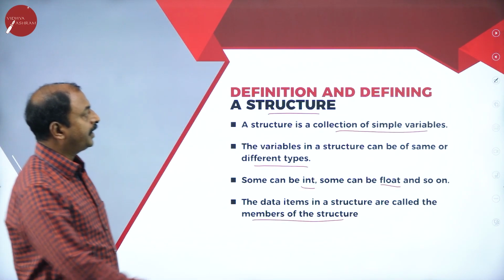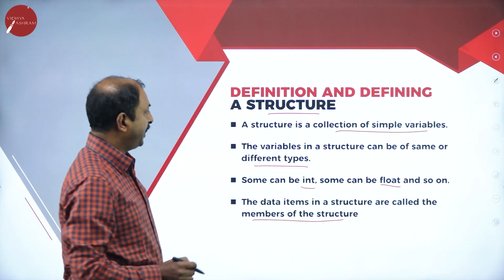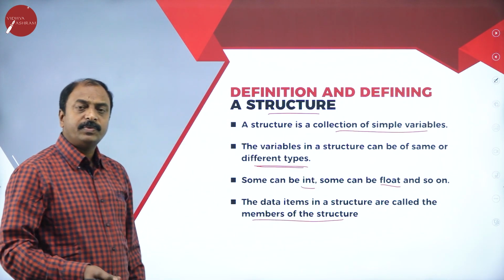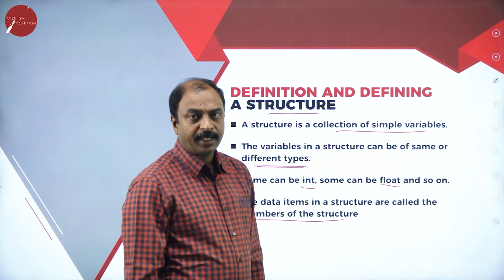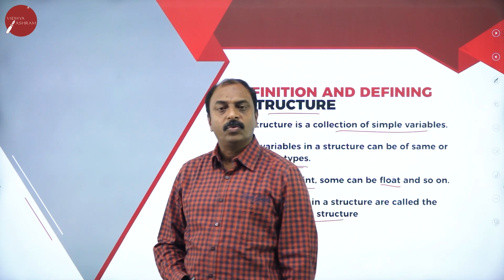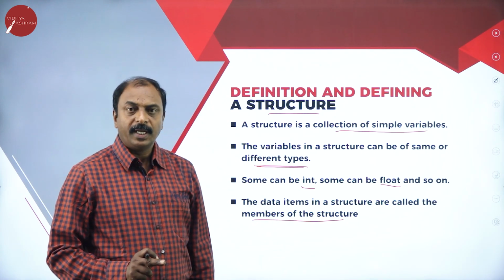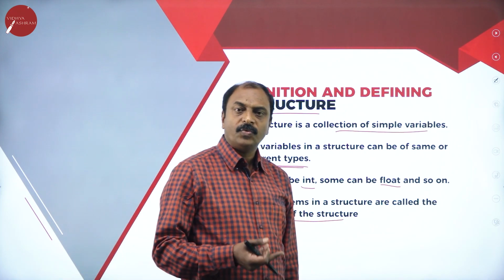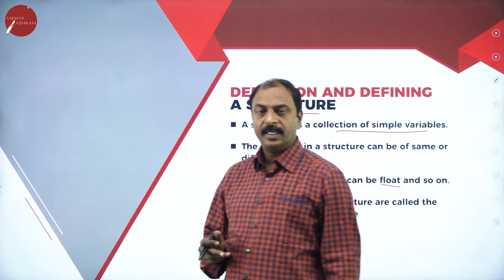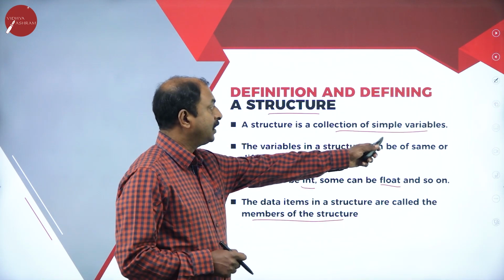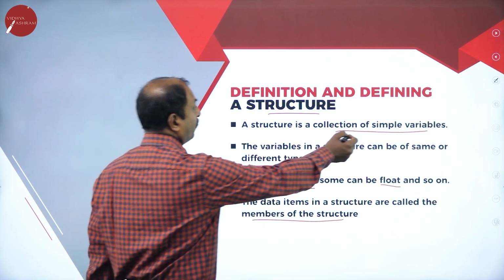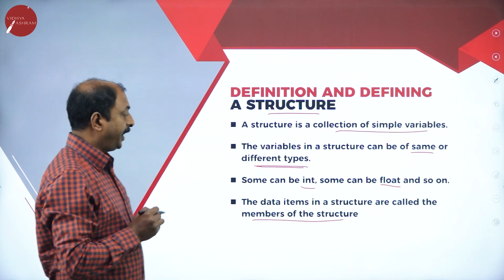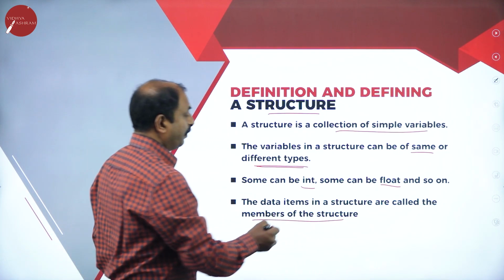As per the definition, it is a collection of simple variables, and the variables in a structure can be of same or different data types. Now, as we have seen in the previous chapter about arrays, an array is a collection of elements of only one data type, that is int, float, character, and so on. But a structure is a group of variables of different data types, or can be of same data types, and the data items are called members of the structure.